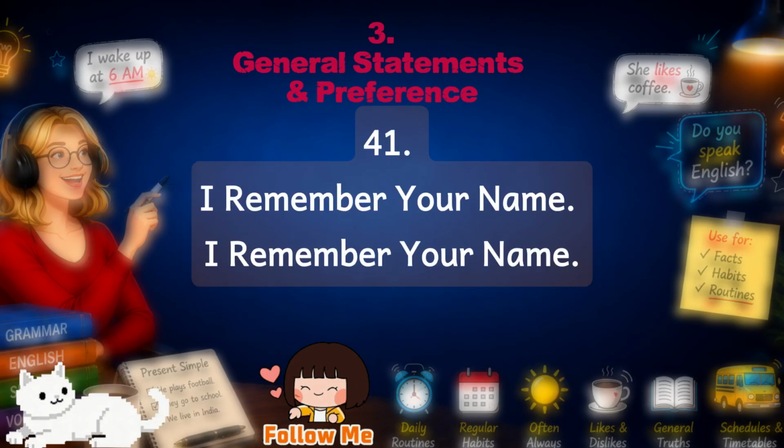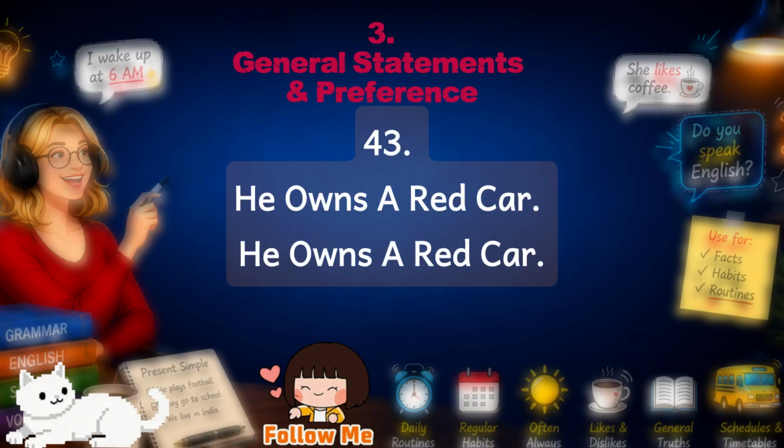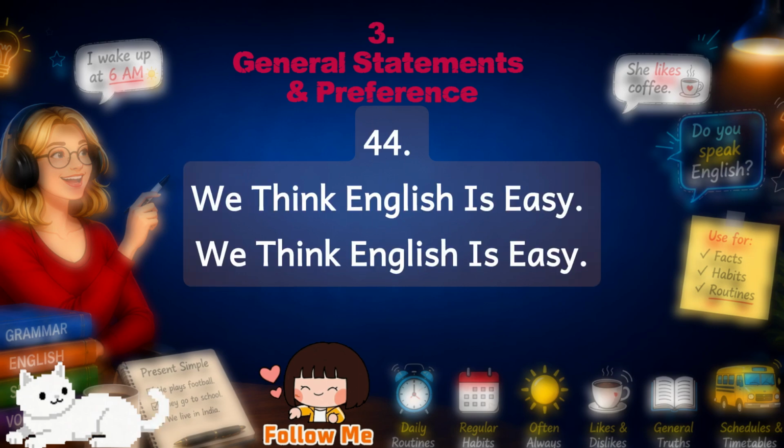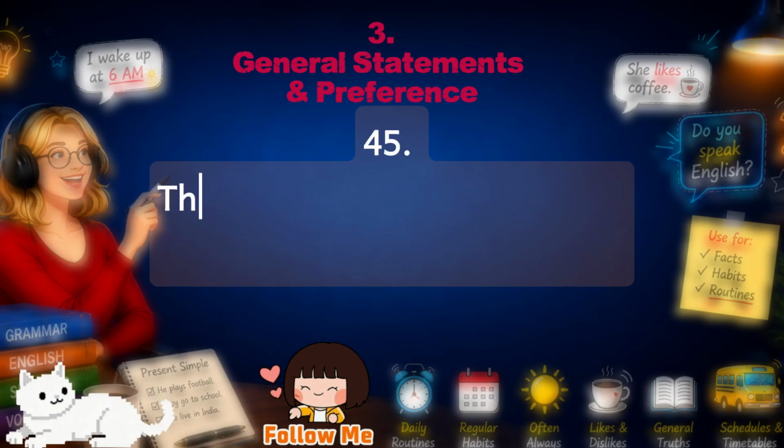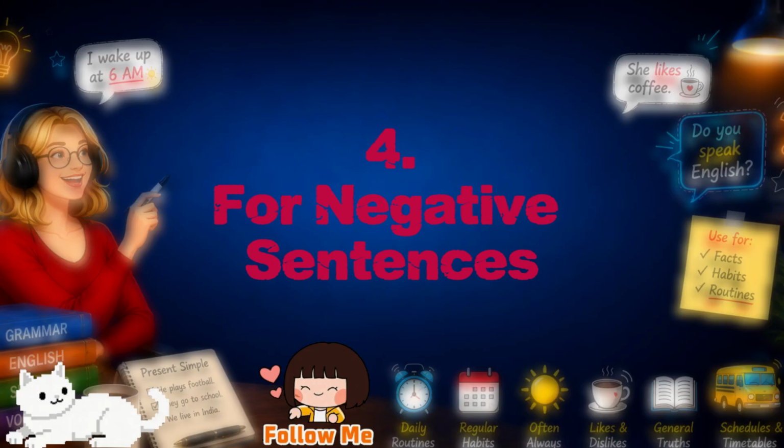41. I remember your name. 42. She knows the answer. 43. He owns a red car. 44. We think English is easy. 45. They work in a big company. For negative sentences.